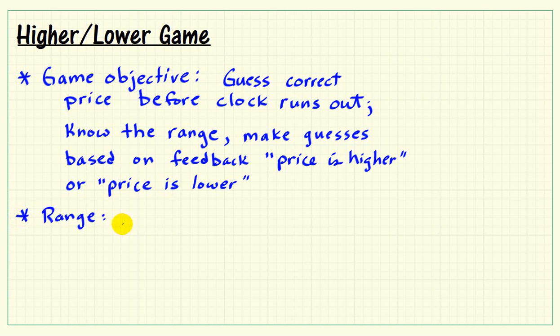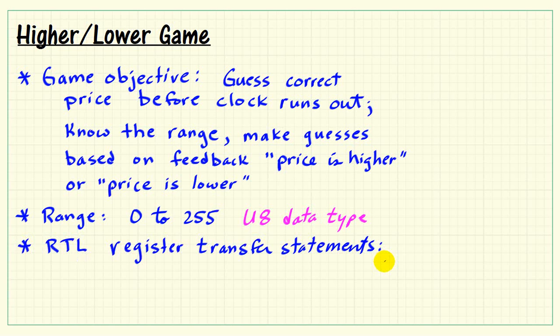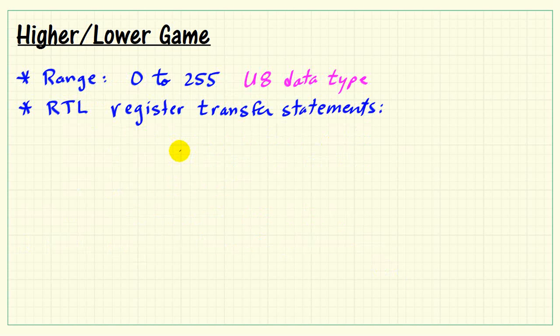To keep things simple, let's use a range of 0 to 255. 255 would be the maximum value for the unsigned 8-bit integer data type. Now with this information in hand, let's start forming some register transfer statements. Much of this revolves around our current guess. Guess would be contained inside a register. Sometimes guess needs to be filled with our initial guess, and 127 is the midpoint between 0 and 255. That's where we're going to get started.